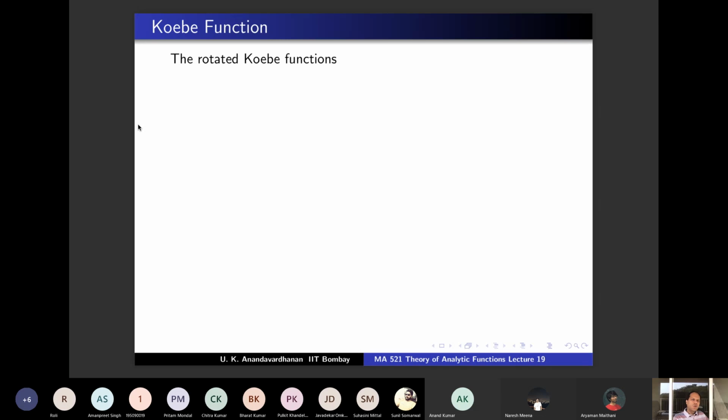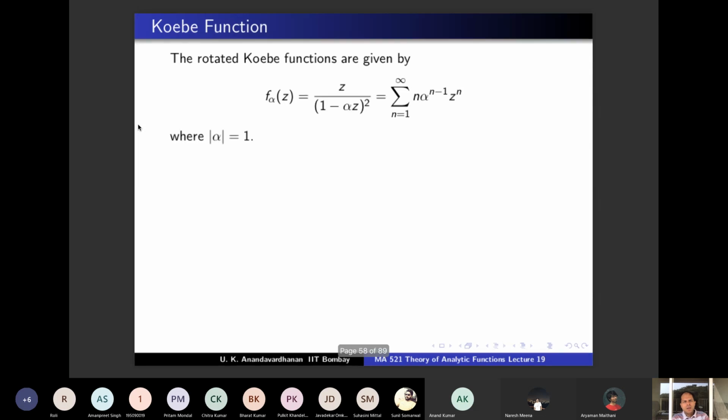And the example is what is called the Koebe function, what is called the rotated Koebe function. So this is given by f alpha of z equal to z by (1 minus alpha z) square. Observe that these are functions in S. F of 0 is 0, f prime 0 is 1, and f is injective. Or you can check the power series. Modulus of A2 is 2 alpha, and modulus of 2 alpha is 2 because mod alpha is 1.